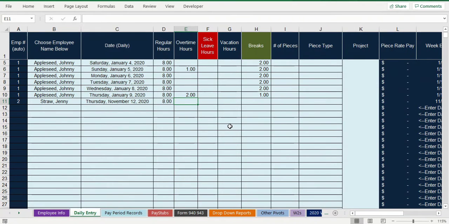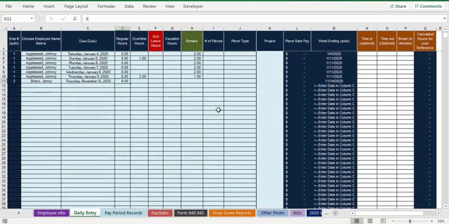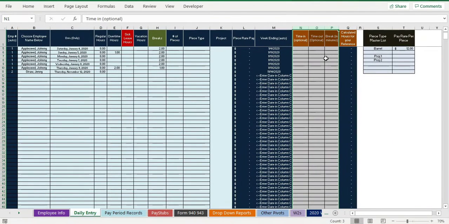I did not formulate in this sheet the complex overtime rules that you would need to determine if they work more than 40 hours a week or anything. I didn't do any of that. I'm giving you the option to just enter in their hours by day. I have an area over here for times where you can enter in times, in military format or whatever, and keep track of things.